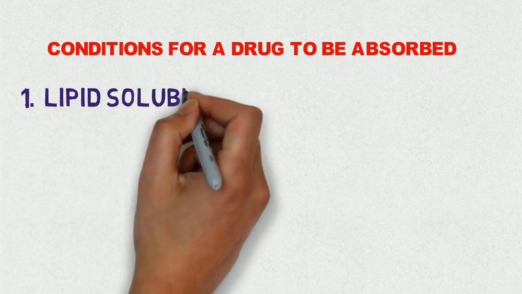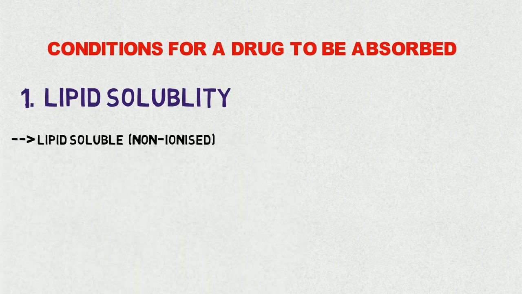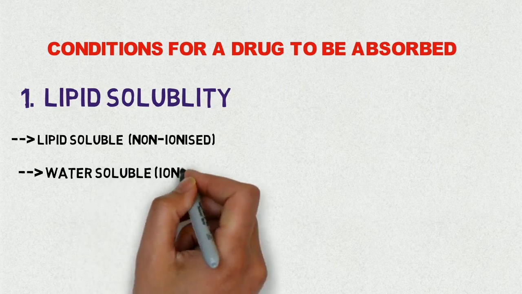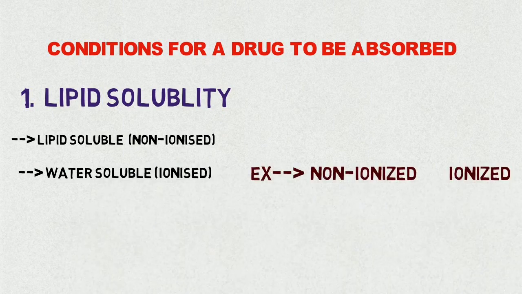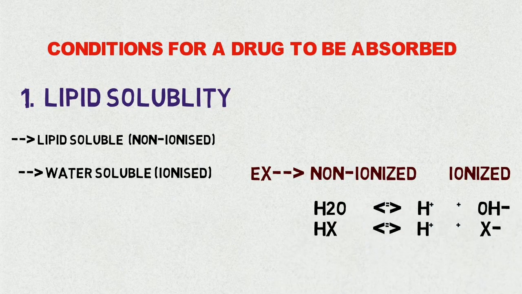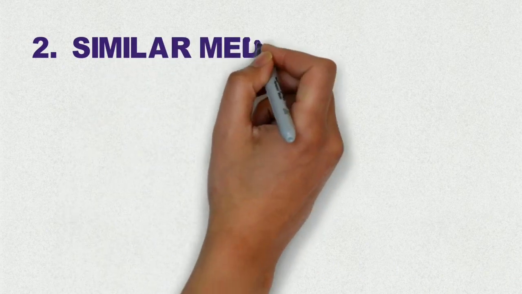The first condition is lipid solubility. The drug must be lipid soluble for crossing the membranes. The drugs which are lipid soluble are mainly present in non-ionized form, and the drugs which are water soluble are mainly present in ionized forms. For example, H2O is the non-ionized form, and the ionized form is H plus OH minus. HX is any drug, and H plus X minus is its ionized form.